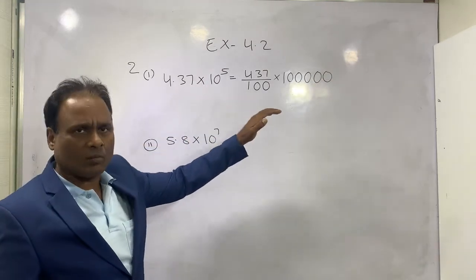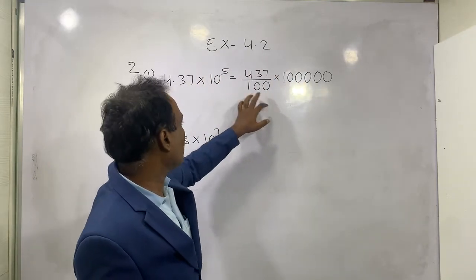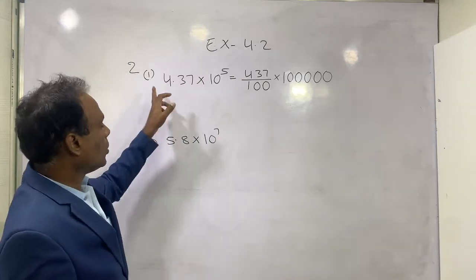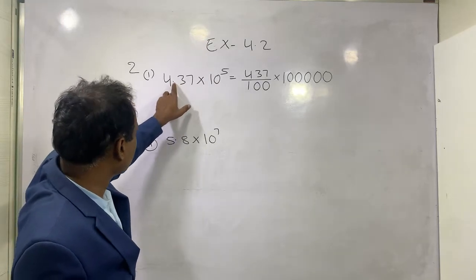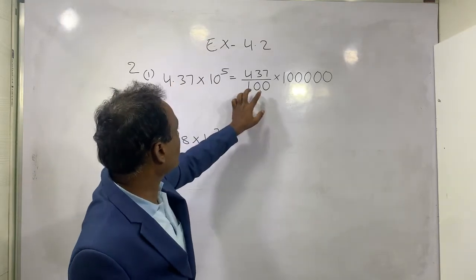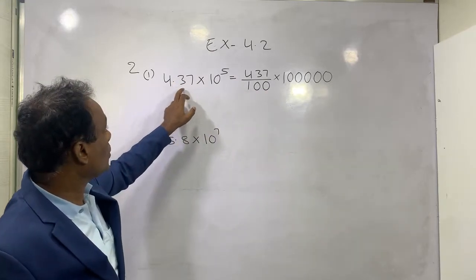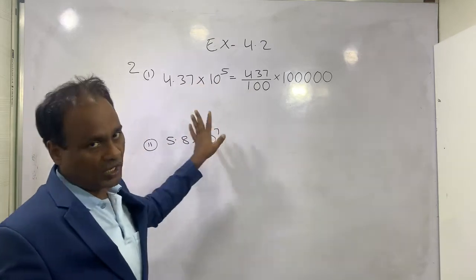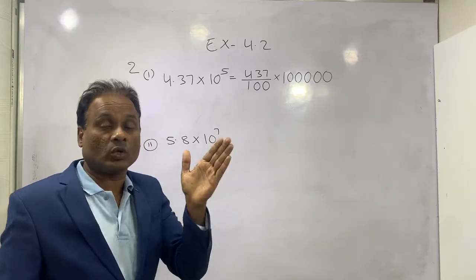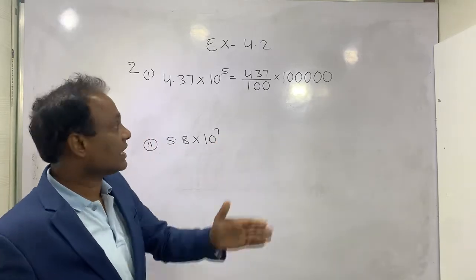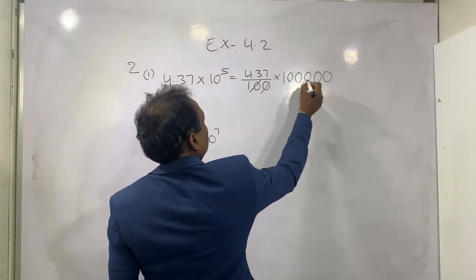In between you can write one more step. First change it like this and in the next step you can write 100 here. But I have written one direct step here. Both things I did at the same time. In 4.37 I am removing the decimal. To remove the decimal we get 100 in the denominator, because to remove the decimal we write 1, and after the decimal there are 2 digits, so 2 zeros. 10 to the power of 5 means 10 into 10, 5 times, which is nothing but after 1 we can write 5 zeros. So 2 zeros cancel.